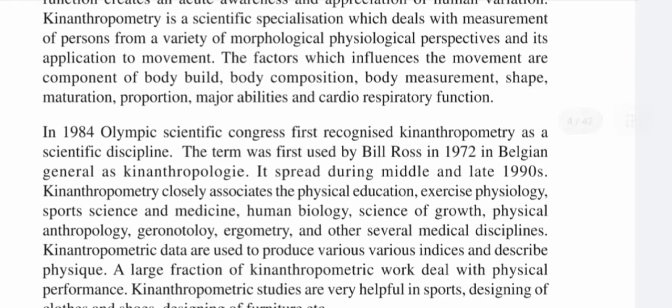In 1984, the Olympic Scientific Congress first recognized kin anthropometry as a scientific discipline. The term was first used by Bill Ross in 1972 in a Belgian Journal as kin anthropology. It spread during the middle and late 1990s. Kin anthropometry closely associates with physical education, exercise physiology, sports science and medicine, human biology, science of growth, physical anthropology, gerontology, ergometry, and other several medical disciplines.